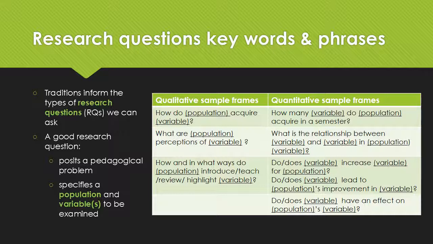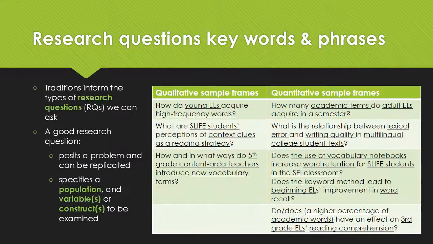When you're looking over these frames, pay attention to the slots that indicate where a variable and a population would be identified. The variables and populations that fill the slots relate to the context of your research problem.